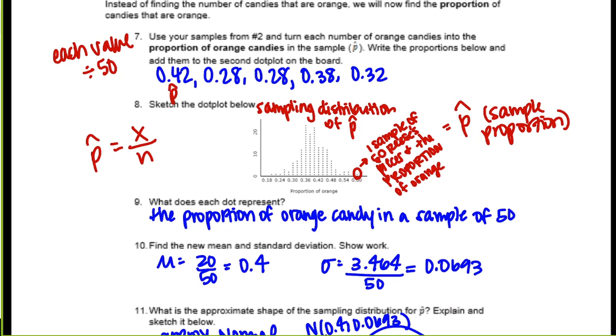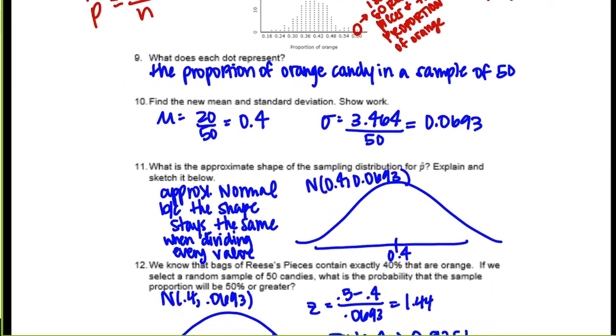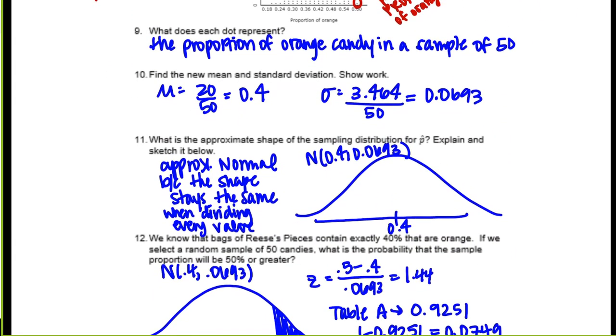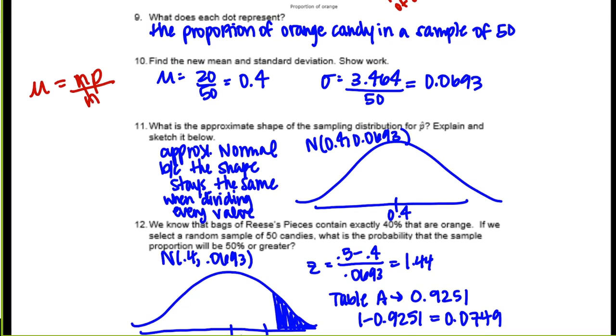So that is there. And then to find the new mean and new standard deviation, what you guys did was you divided by 50. So I'm just going to show you a little algebra over here. We took N times P and then we divided it by N. And so the N canceled. And so the mean of all the p hats equals P. And so you can add that little p hat right there to your subscript for your mu, and it equals 0.4, which is 40% orange.